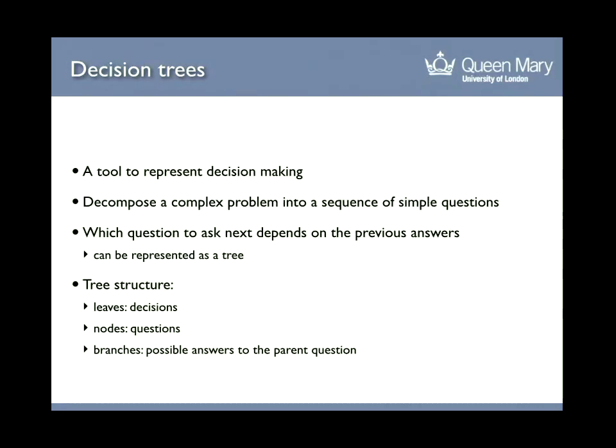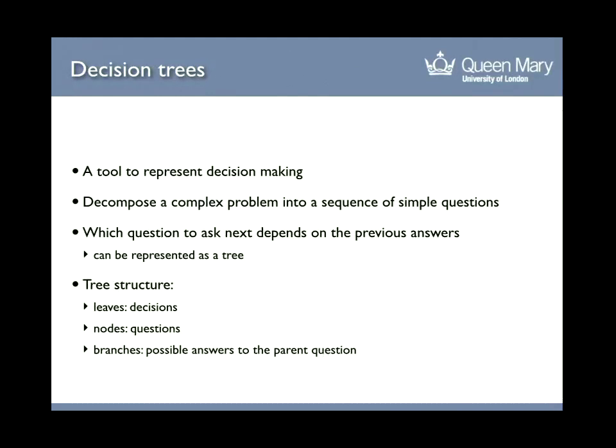Feedback week, as it's called. So two weeks ago, we were talking about learning, and in particular, the use of decision trees as a simple way of representing a classifier. The idea here is that we're representing a decision-making process by a tree, and it's a very simple and intuitive way of understanding that we break down a decision into a sequence of questions that has a small number of answers.